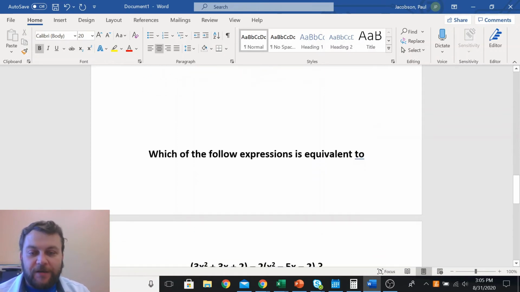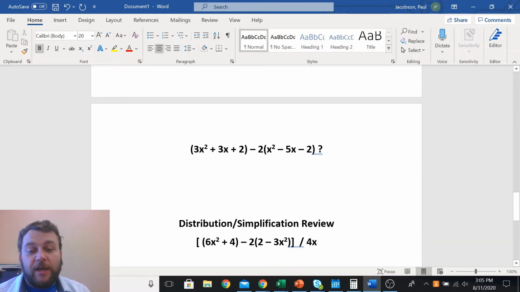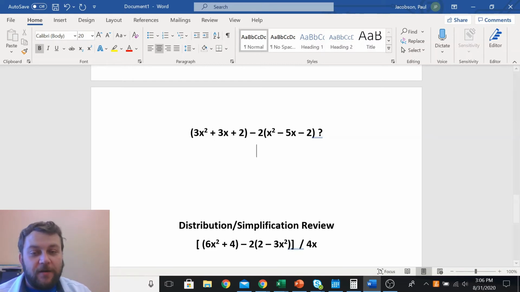Okay, let's move on. Which of the following expressions is equivalent to 3x squared plus 3x plus 2 minus 2 times x squared minus 5x minus 2? So what we have here, this is really just going to be a simplification problem. What we want to do is just clean this up a little bit, kind of push things together where it's not as cluttered.